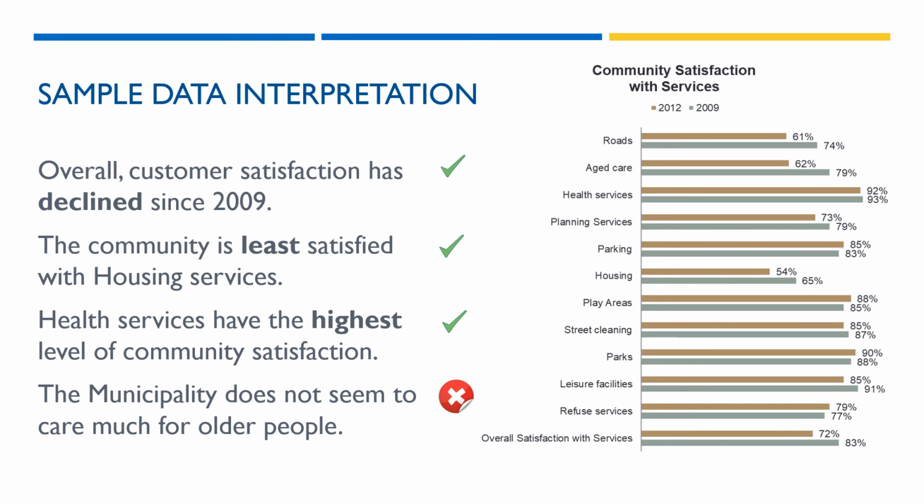Here is an example of customer satisfaction for a range of municipal services, with some observations. Some of these are acceptable observations, and some are not. Can you see why? Overall, customer satisfaction has declined since 2009. This is a reasonable observation. The community is least satisfied with housing services. This is also a reasonable observation. Health services have the highest level of community satisfaction. Again, this is a reasonable observation. The municipality does not seem to care much for older people. This is not a reasonable observation, and would be impossible to substantiate from this data.